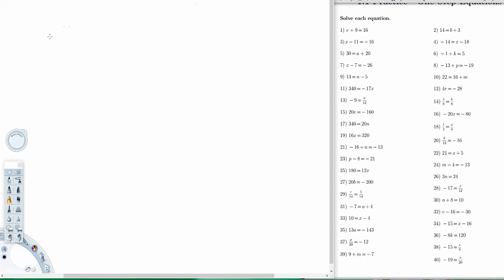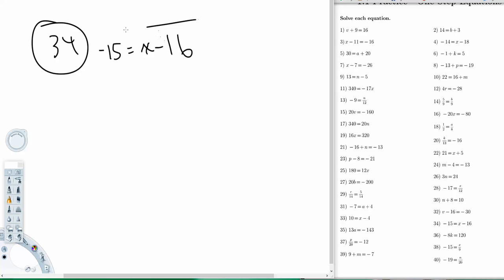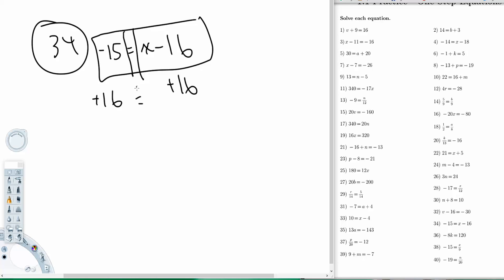34 now. Moving along. x minus 16. All right, here, what's the problem? We're going to look at this here. Split it in two, right? We have an equal sign here. We want x. How do we get rid of all this stuff? Well, minus 16, you just add 16, right? And you add 16 because you have to keep the equation equal. So minus 15 plus 16 equals 1. x equals 1. All right.